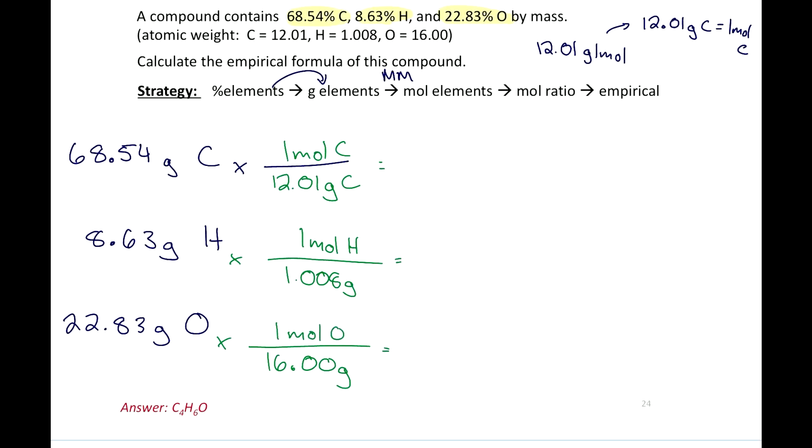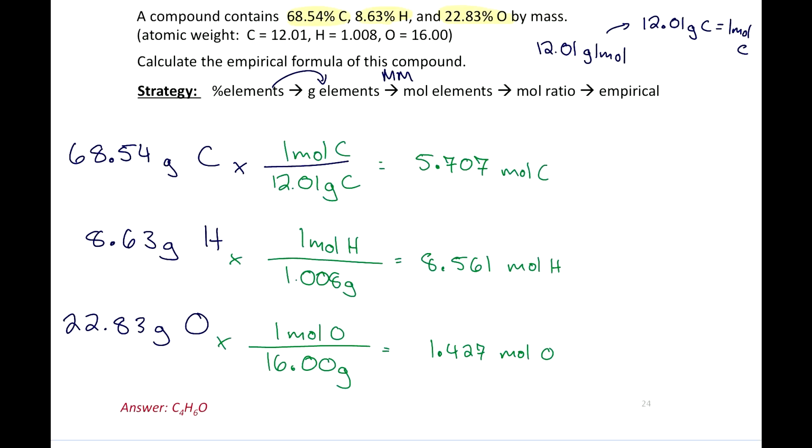So I do it all together. I do all the work and plug it all into my calculator to convert all those gram amounts to mole amounts. I see that there is 5.707 moles of carbon present in this 100 gram sample. There's 8.561 moles of hydrogen. And then there is 1.427 moles of oxygen. All right, cool. So now I have mole amounts.